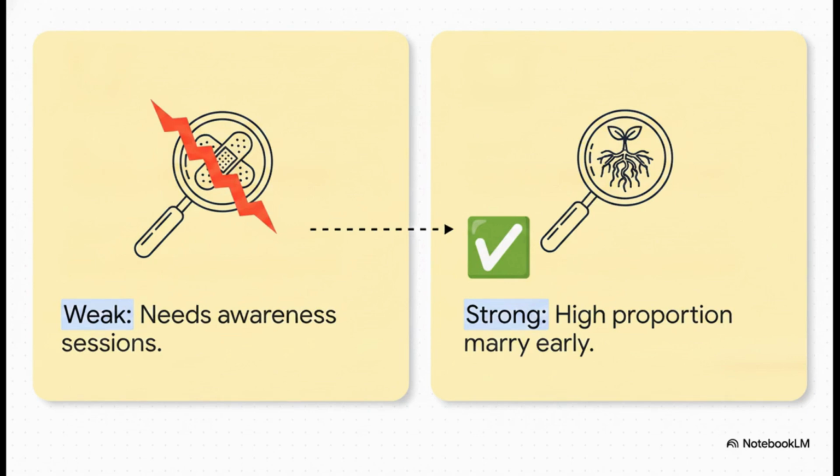Now contrast that with the strong statement. A high proportion of girls in target districts marry before 18, limiting their education, health, agency, and future livelihoods. A strong statement like that strictly defines the undesirable condition. It lets your team actually investigate different causes, rather than blindly assuming a single intervention is the answer.